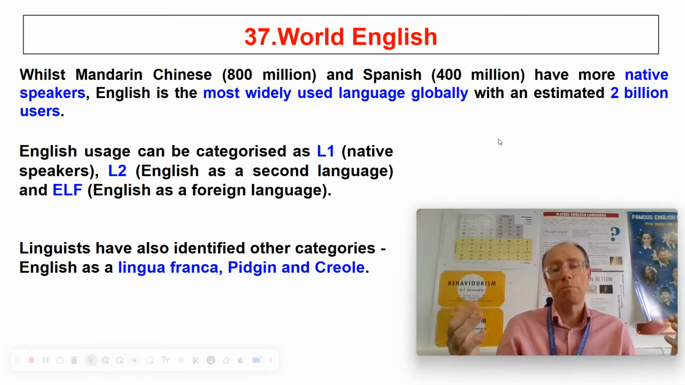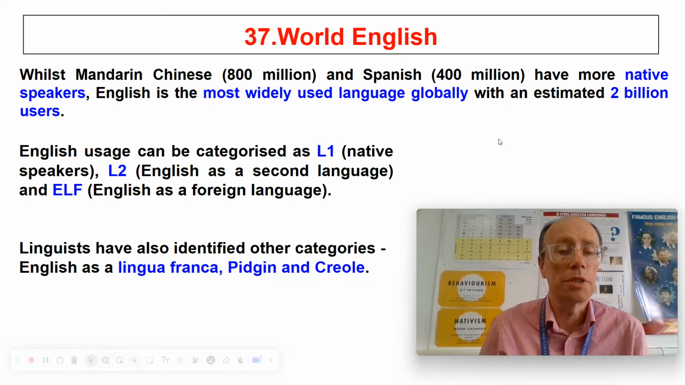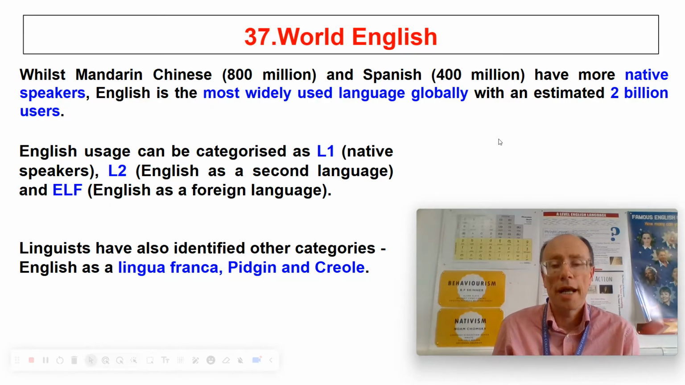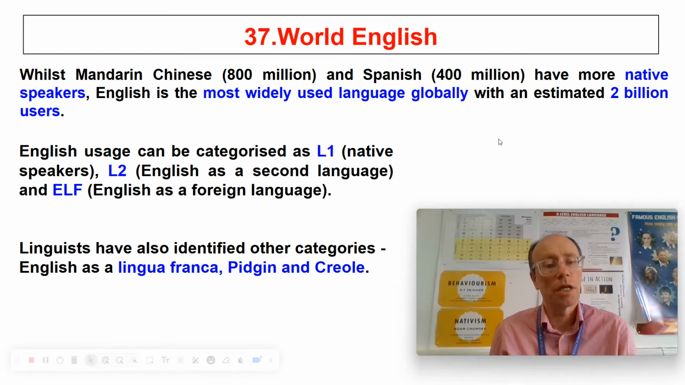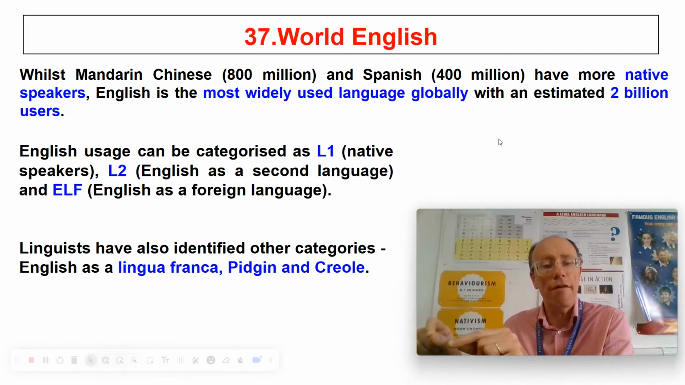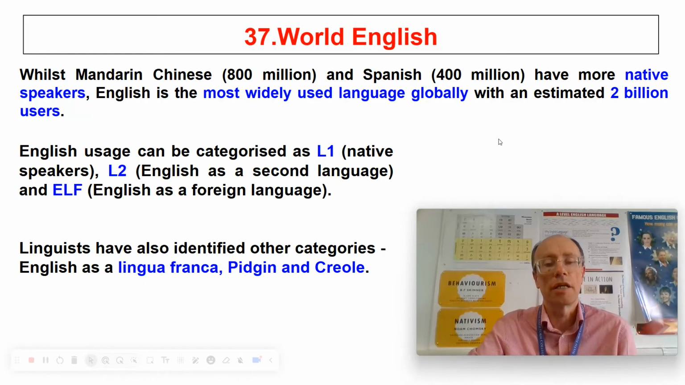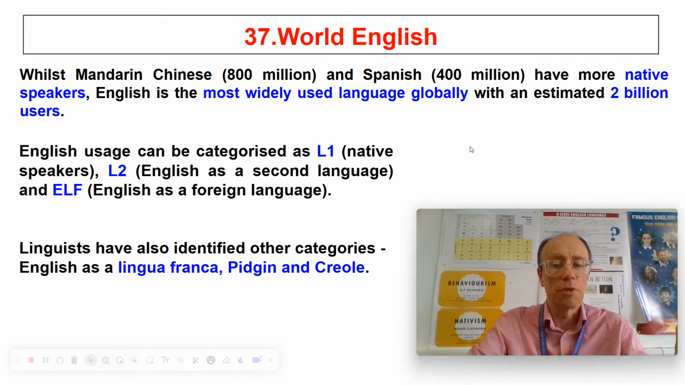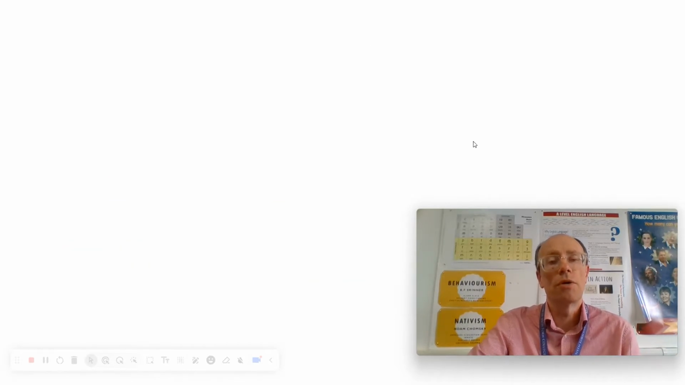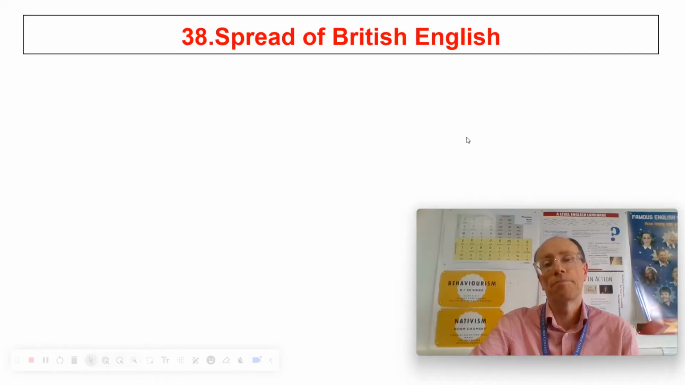Linguists being linguists, they're always going to come up with more categories. And so other categories would include ELF, confusingly, English as a lingua franca. You've got your Pidgin English, which is nothing to do with a bird, and we've got Creole English as well.